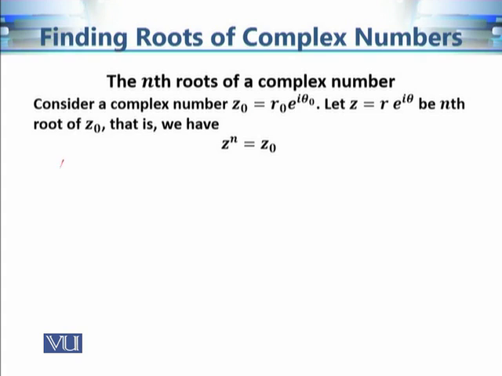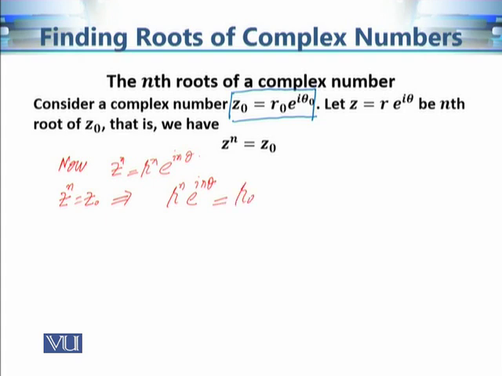Now consider a complex number z0 equal to r0 e raised to power iota theta naught. Here r0 is the modulus and theta naught is the angle with positive x-axis. And the question is, what is z such that z raised to power n is equal to z0? In other words, we want to find nth roots of this complex number z0.